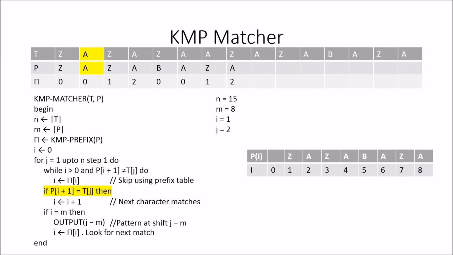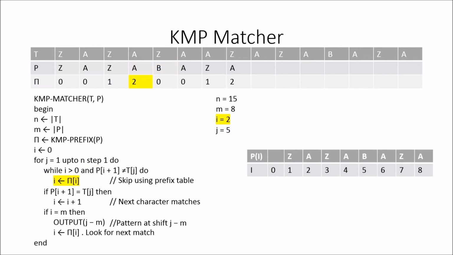i is now greater than 0, but P[i+1] does equal T[j], so we do not enter the while loop but do enter the if statement. i is incremented. i does not equal m, so we loop back to the top of the for loop. i is greater than 0, but once again P[i+1] does equal T[j], so we don't enter the while loop and do enter the if statement where i is incremented. Back to the top of the for loop, once again P[i+1] does equal T[j], so we do not enter the while loop but do enter the if statement. i is incremented. i does not equal m, and we go back to the top of the for loop.